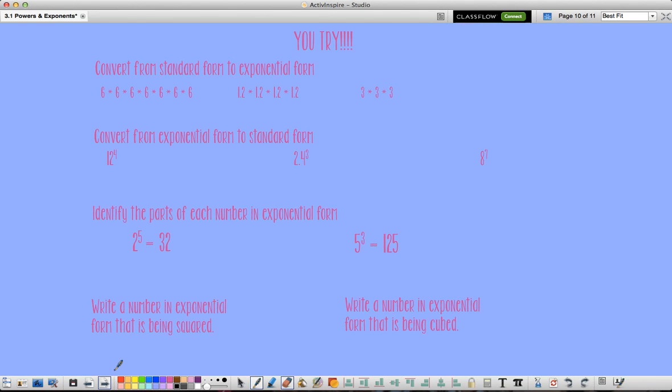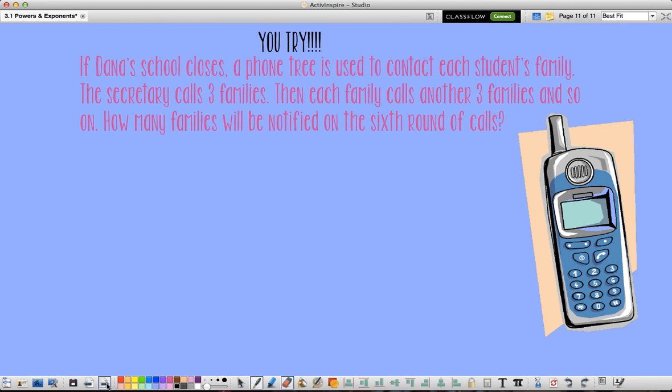All right, so you have a couple of U-try problems. You're converting from standard to exponential and exponential to standard. You're identifying the parts. I want you to give me an example of a number being squared and an example of a number being cubed. And then you also have a word problem here on the back that I would like you to try to put together an expression in exponential form. I know that this can be tough and we always go through everything in class, so please make sure that you give it a shot.